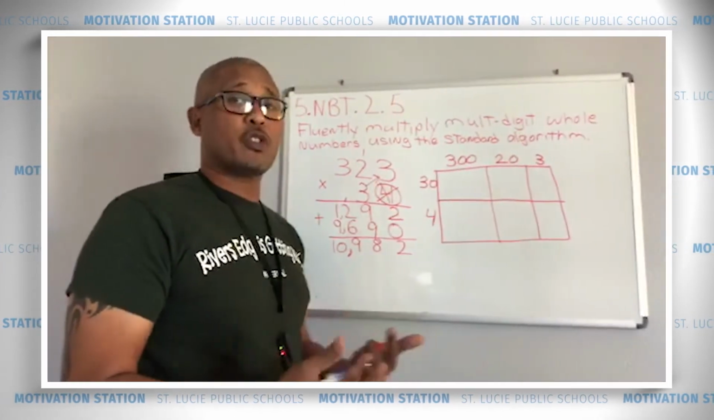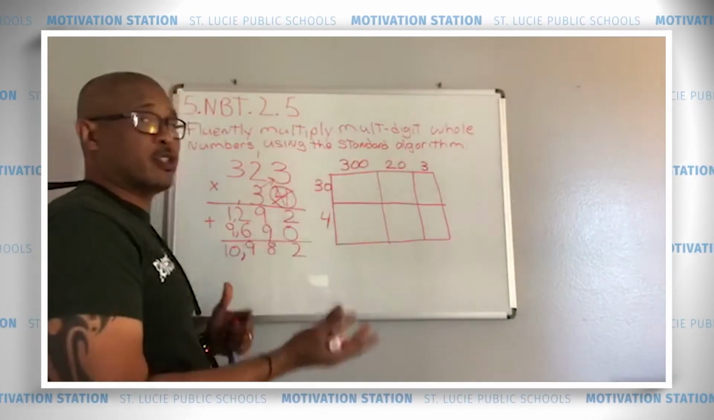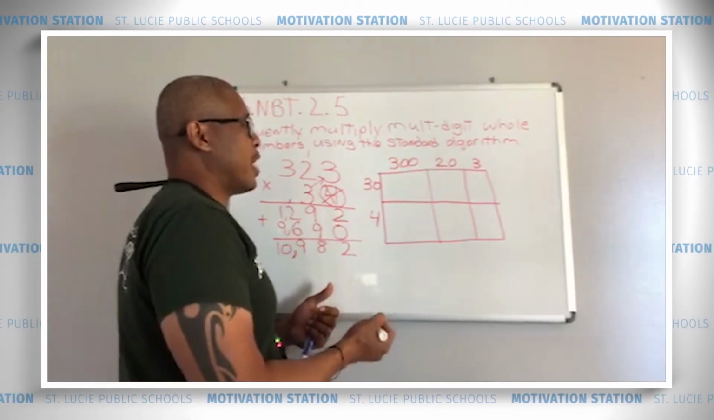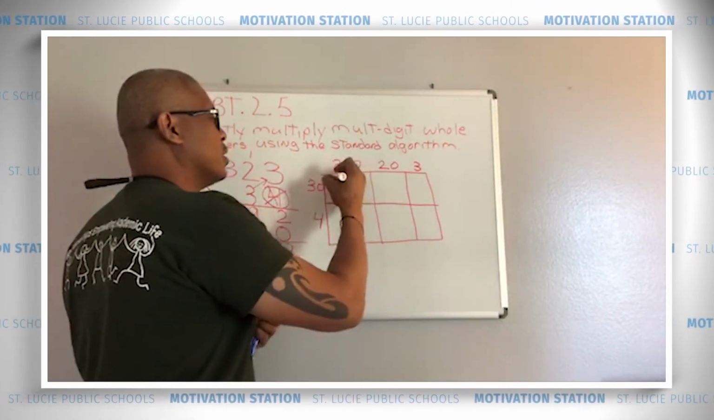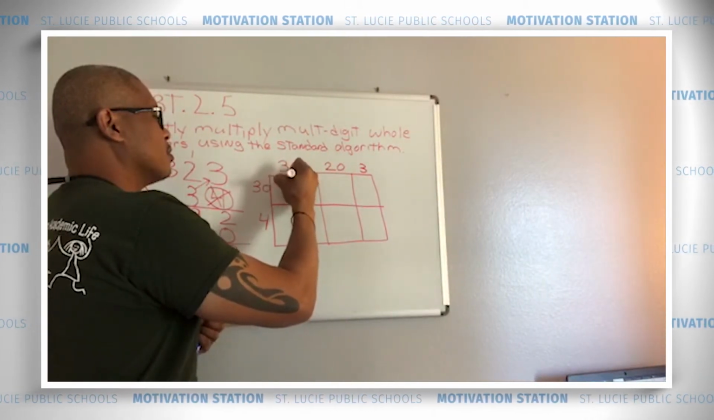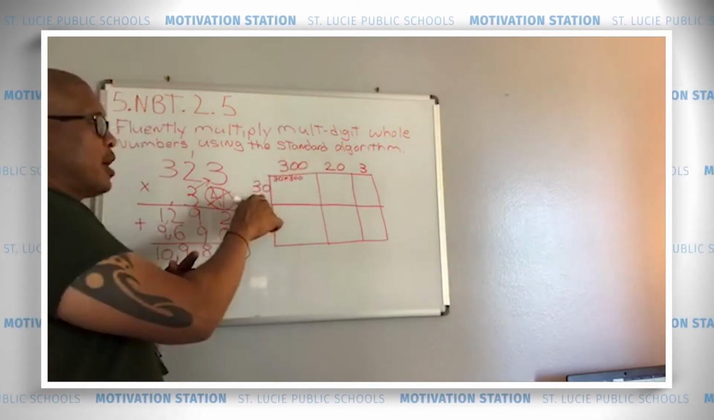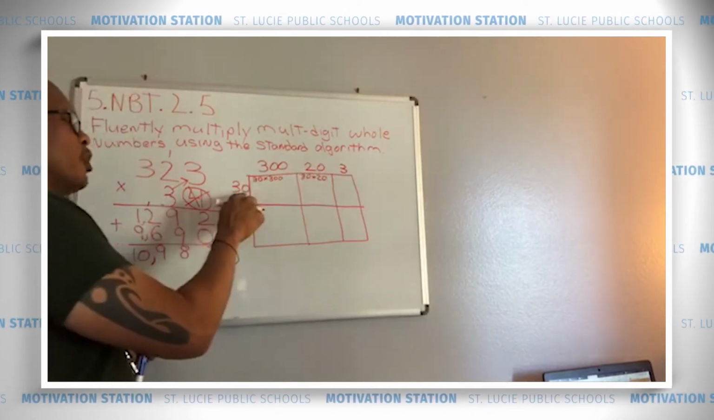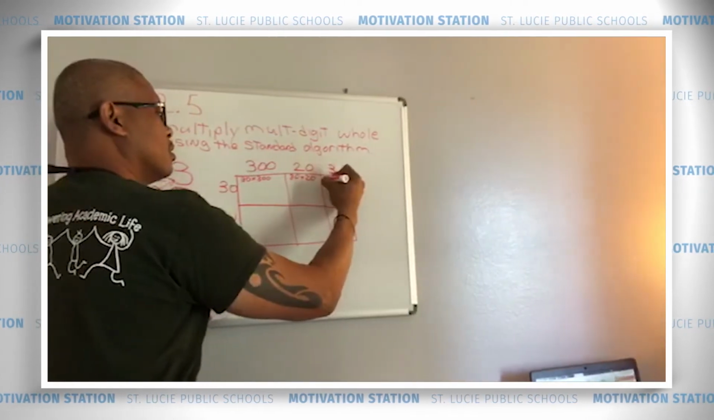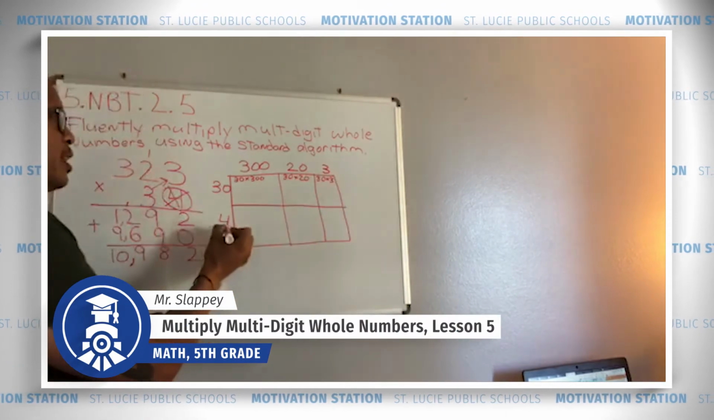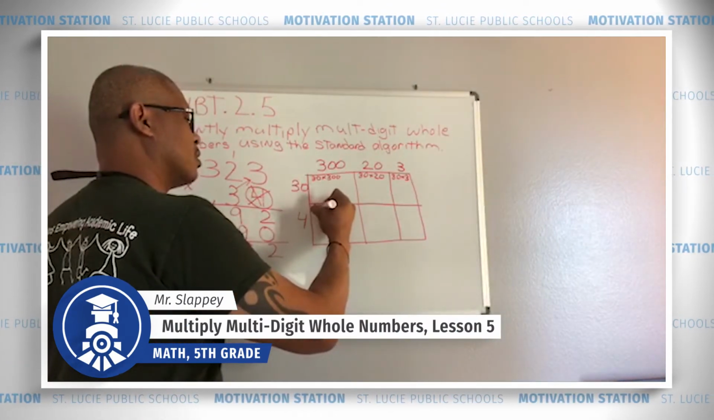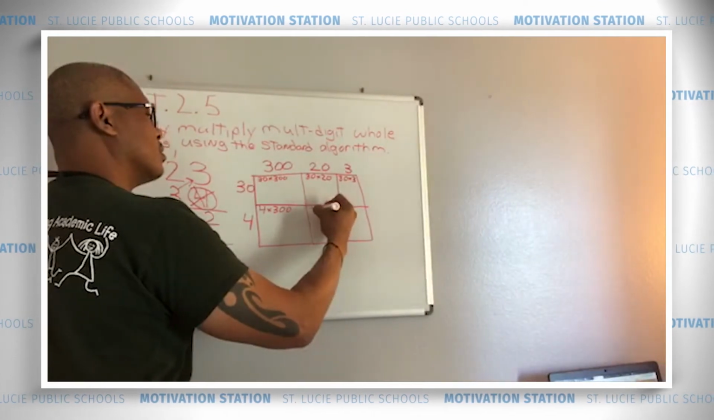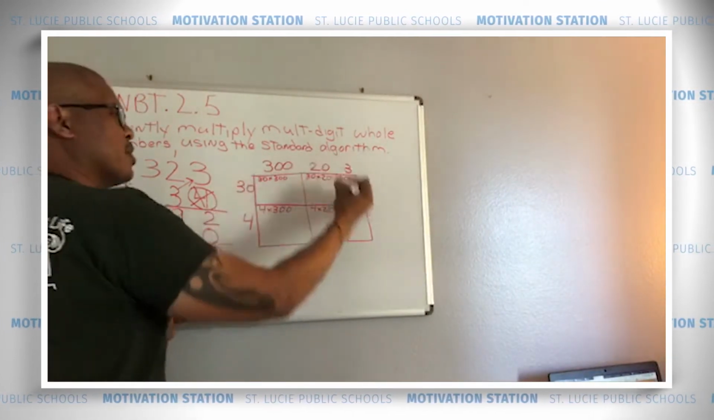Now, I multiply, and what I like to do is write out what I'm multiplying so that I don't miss anything. So I know that I'm going to multiply this 30 times this 300. I'm going to multiply this 30 times this 20. And then I'm going to multiply this 30 times this 3. Same thing: I'm going to multiply this 4 times this 300. I'm going to multiply this 4 times this 20. And I'm going to multiply 4 times this 3.